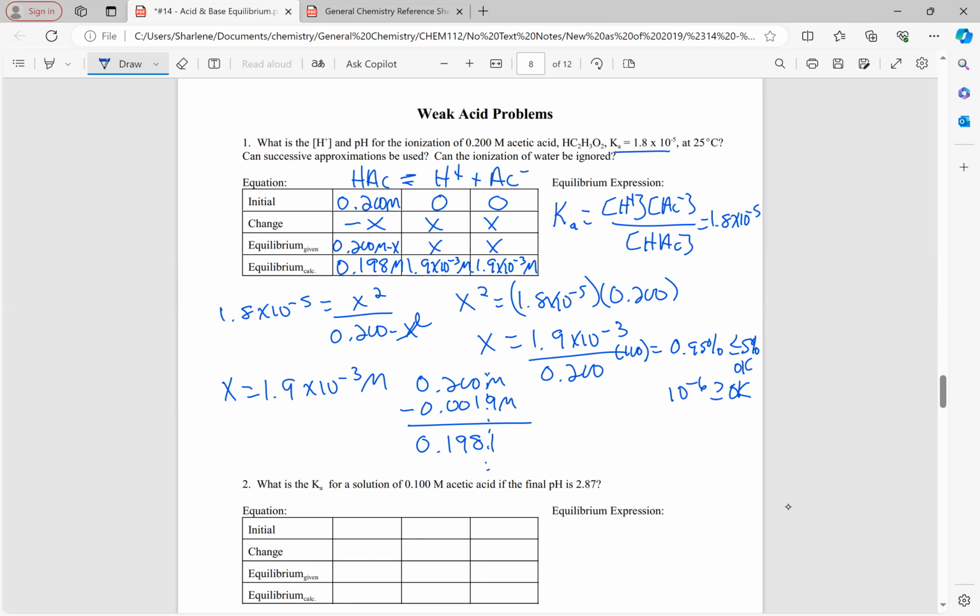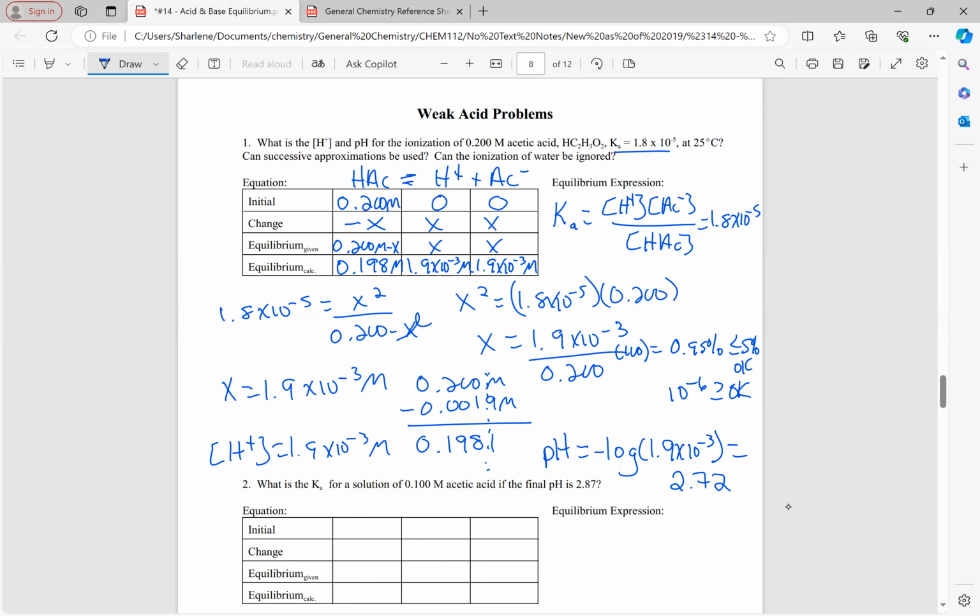So my proton concentration is the 1.9 times 10 to the minus 3 molarity, and my pH is the negative log of that, and turns out to be 2.72. All right, that is an acidic pH, but I started out with an acid, so I expected that.